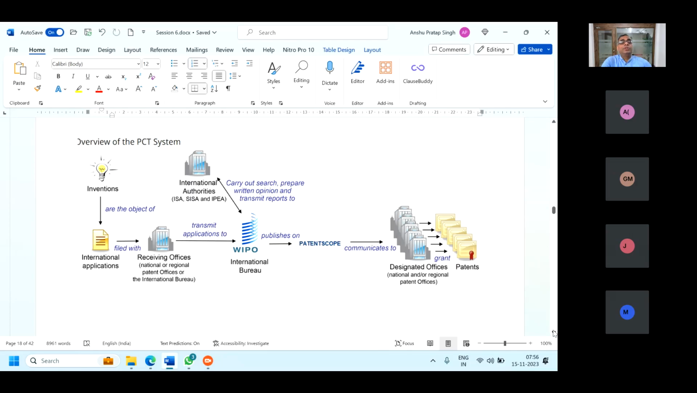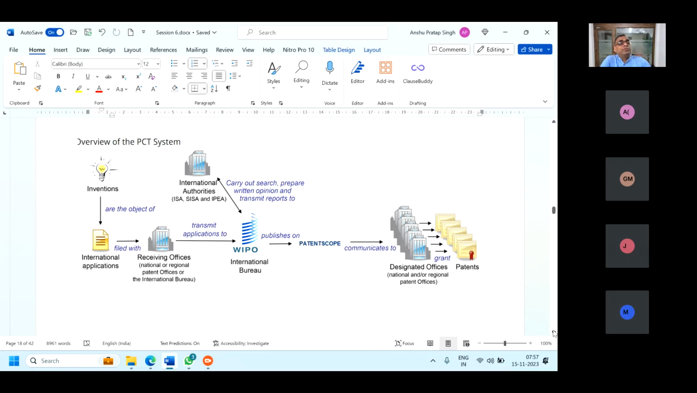You can directly come to the International Bureau related to WIPO. You can directly file there, or you can file with the receiving offices. India is a receiving office. Delhi office is considered a receiving office. In the US you can file; US is also a receiving office. Germany also has a receiving office. Depending on where the receiving offices are, there you can file the international applications.